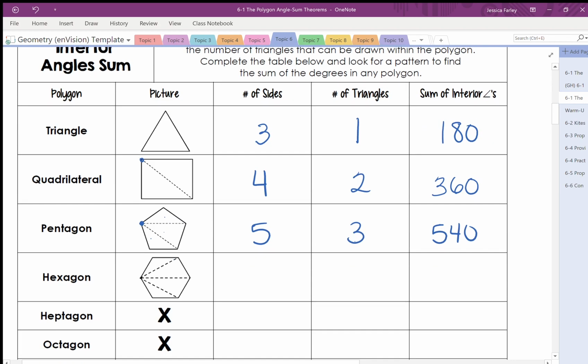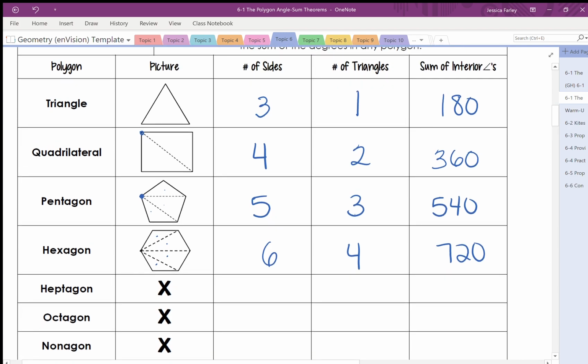Hexagon. 6 sides. 1, 2, 3, 4. 4 triangles. Each triangle has 180 degrees. 4 times 180 is 720.